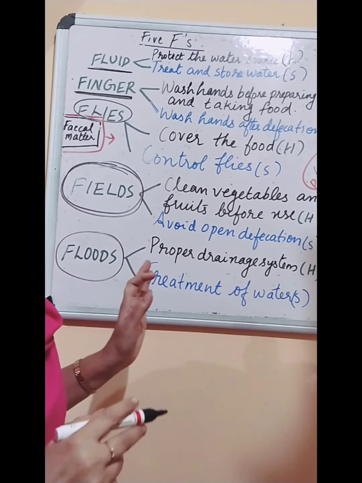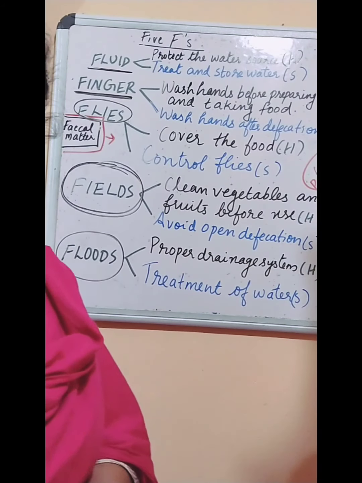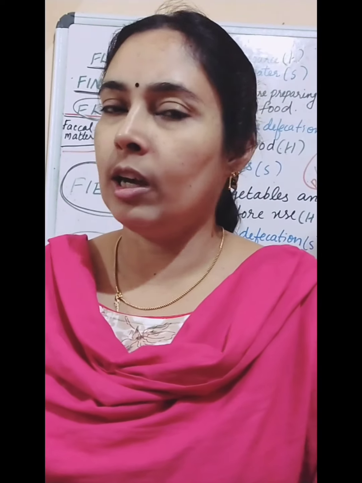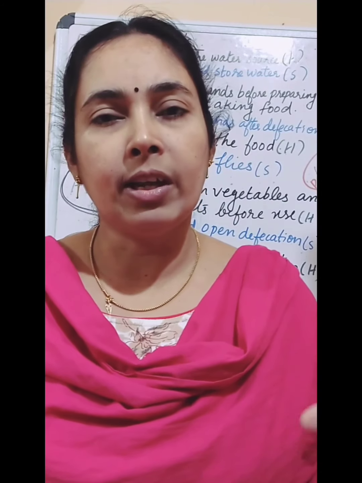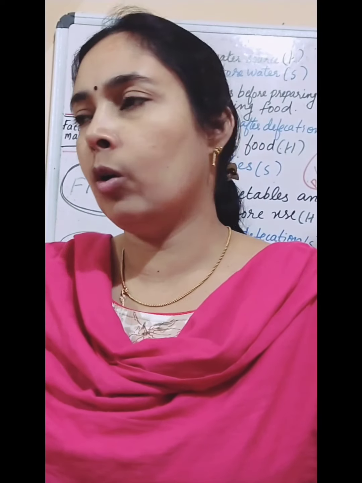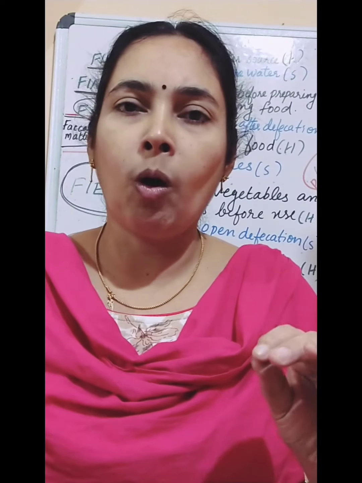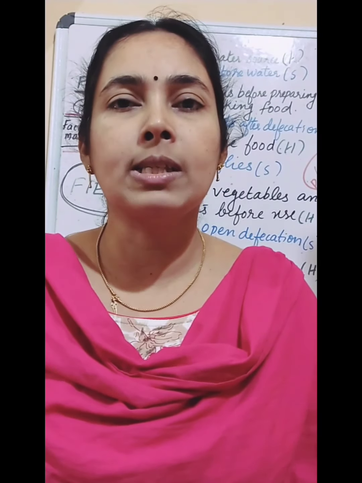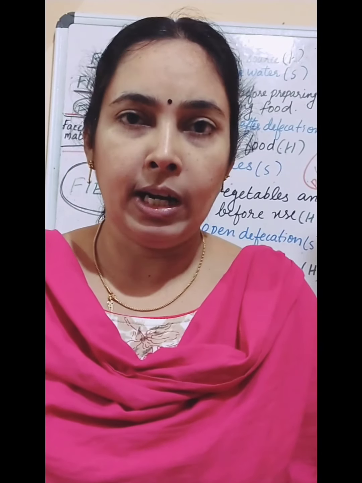Fifth F is floods. So what is the hygiene? Proper drainage system. If there is a proper drainage system everywhere, what happens? Flood won't occur. If there is heavy rain, or there is a drainage system, water will flow through that drainage system. There won't be flood. If there is any block or problem, if there is no proper drainage system, what happens? When there is heavy rain, water will remain there itself and flood will occur.